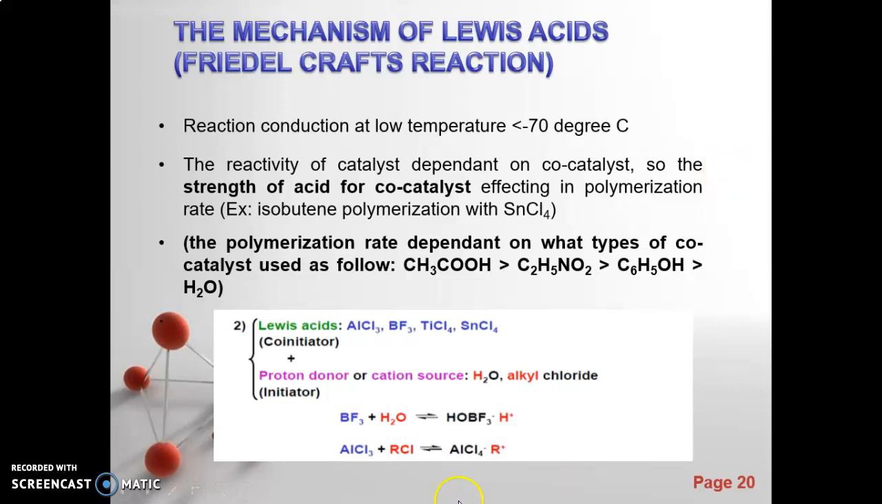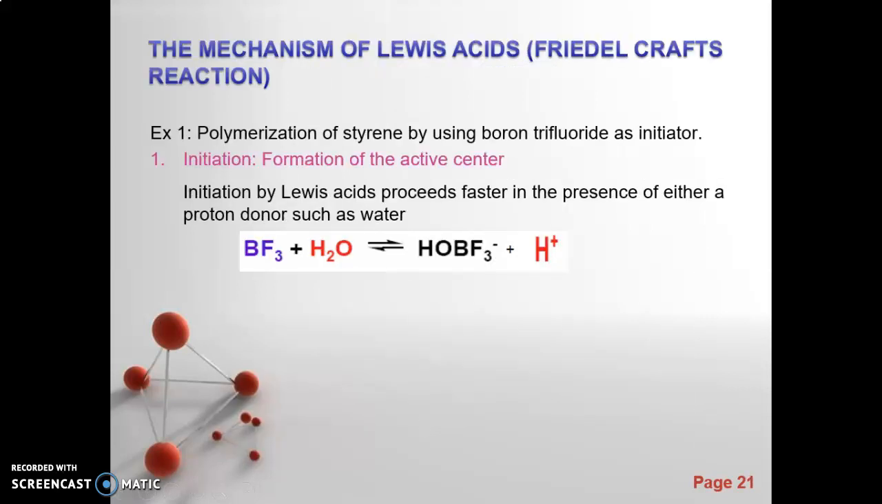So basically, the Lewis acid, for example, in this list, will act as a proton donor or cation source, which is H2O, alkyl chloride. So kita akan guna water je lah, senang sikit. Okay, kita tengok contoh ni. Polymerization of styrene by using BF3. Okay, BF3 is the boron trifluoride as initiator. So yang ni yang paling senang untuk awak ingat lah, untuk awak tulis.